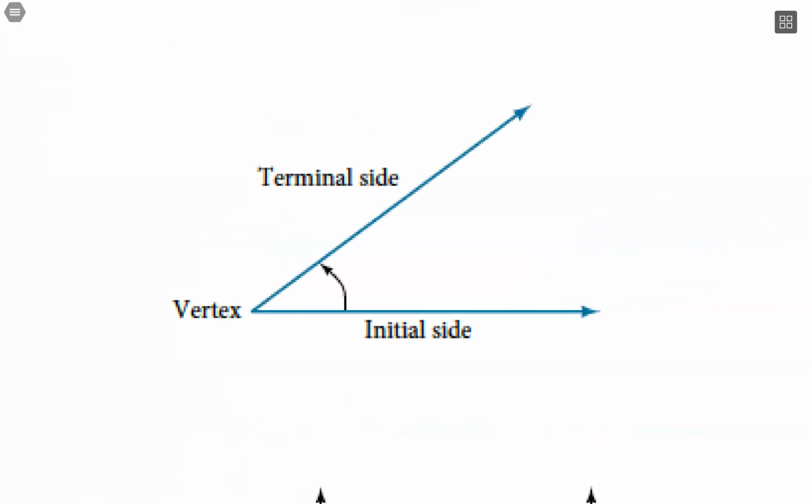So these are rays here. Rays start at a vertex and then continue on forever. So we have an initial side and a terminal side, which determines that movement right there. And that measurement in there would be our angle measurement.